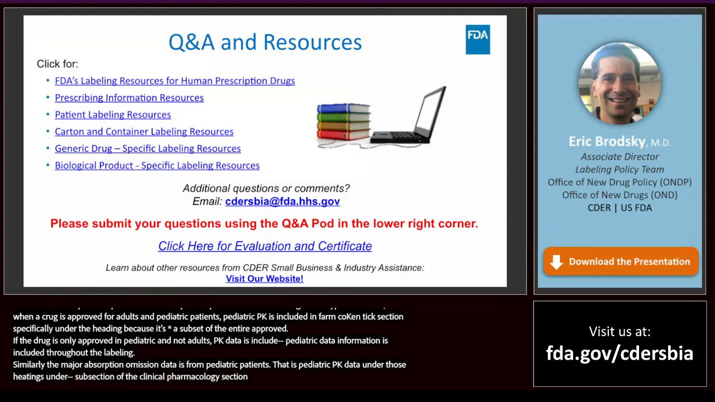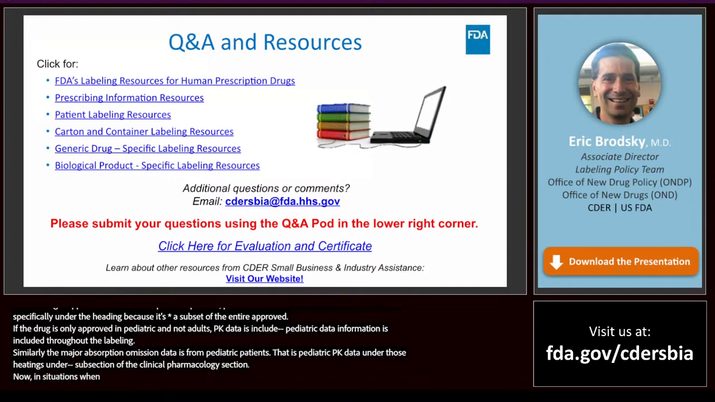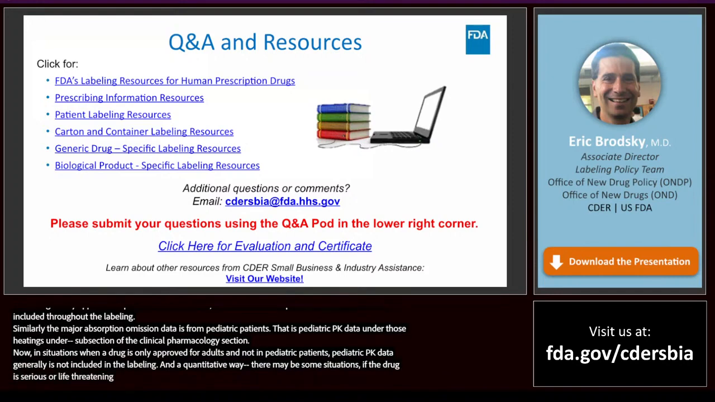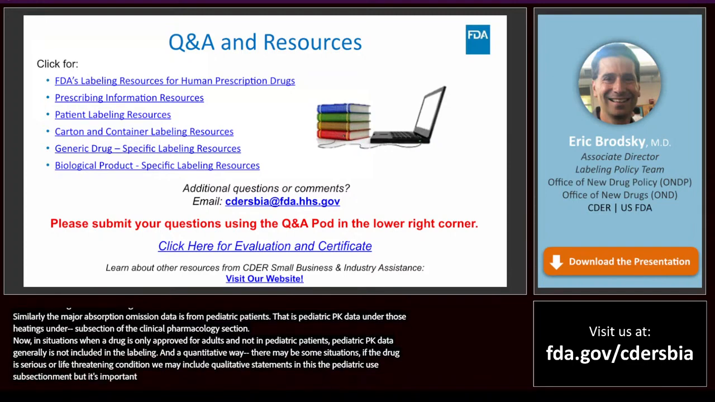Now, in situations when a drug is only approved for adults, it's not approved in pediatric patients. Pediatric PK data generally is not included in the labeling in a quantitative way. There may be some situations if the drug is for a serious or life-threatening condition where we may include some qualitative statements in the pediatric use subsection, but it's very important not to imply or suggest a pediatric use if the drug is not approved in pediatric patients.